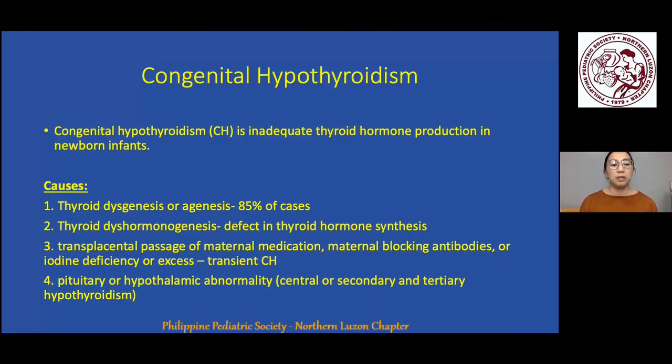Next cause is due to your thyroid dyshormonogenesis, wherein there is a defect in your thyroid hormone synthesis because of enzyme deficiency. Number 3 is the most common cause of transient congenital hypothyroidism: the transplacental passage of maternal medications such as your antithyroid drugs, medications high in iodine such as amiodarone, and the presence of maternal blocking antibodies which are passed into the neonate. This blocks the TRH of the fetal thyroid gland.